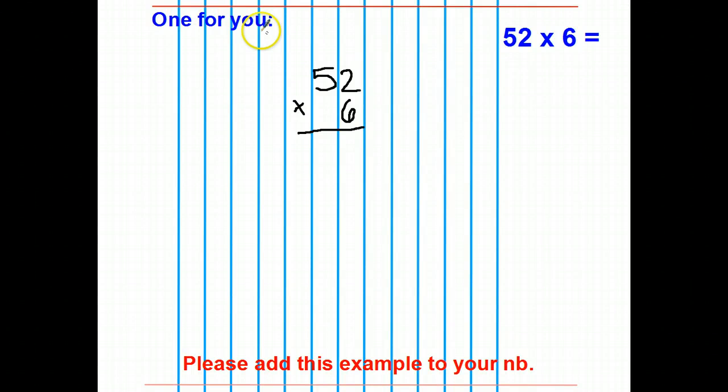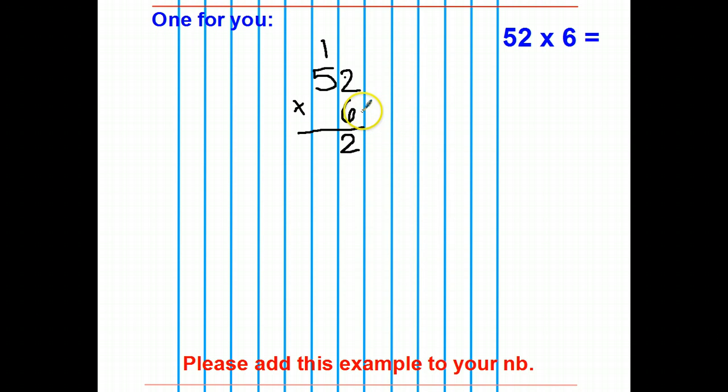Okay, the next step is to take your ones and multiply times your ones. 6 ones times 2 ones gives you 12. And again, I can't put 12 here, so I'm going to put down my 2 ones and bring up my 1 ten. Go ahead and stop the video again and do the next step.